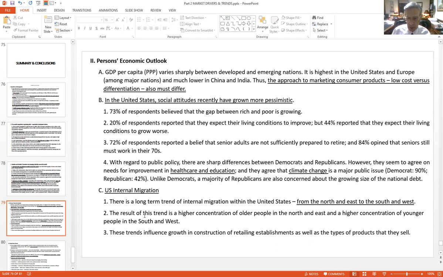In countries and market segments where incomes are high, living conditions are good, differentiation, offering a better quality product, added services and so forth will be indicated. On the other hand, in countries such as China and India, and lesser developed nations, that is less likely to be the case.